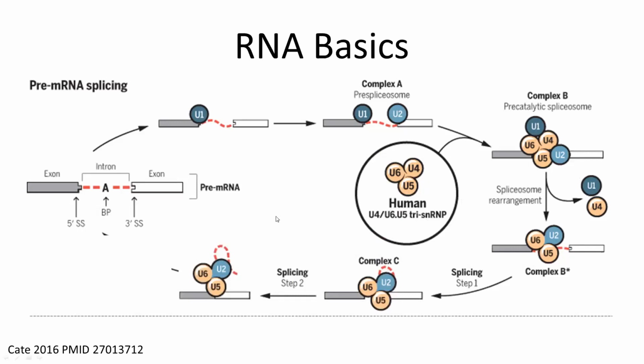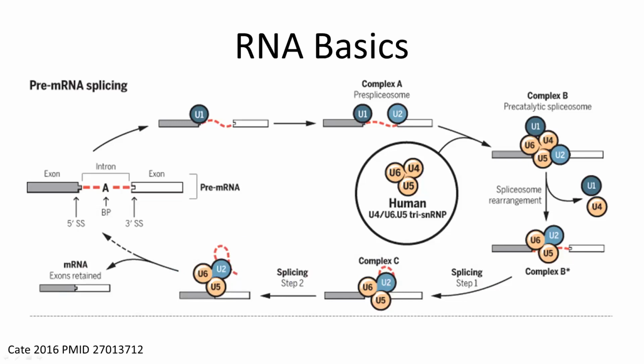I don't know, when I was in school, they really thought that was important. I don't know why the lariat is so important, but this is the piece that gets spliced out. And so then you have your mature mRNA. So the exons are retained, and then everything gets recycled.